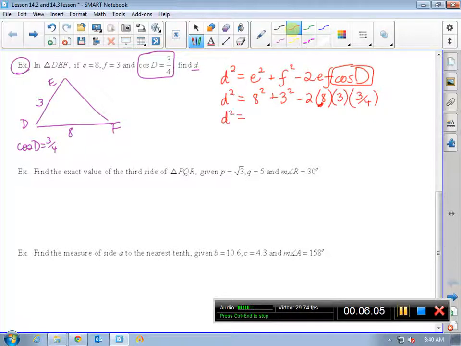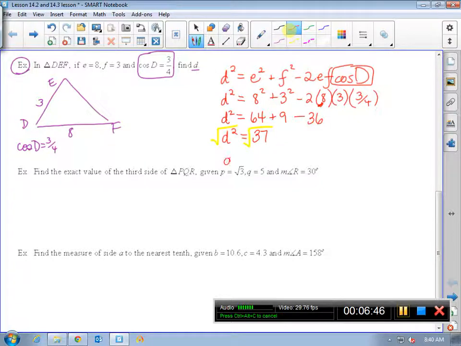And now it's just arithmetic. You can show some work. Let's put in your calculators 2 times 8 times 3 times 3/4, or 0.75. And we get that is 36. So D squared is 64 plus 9 minus 36. It's 37. And then we square root.